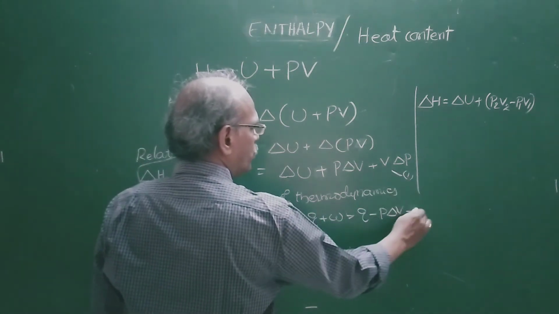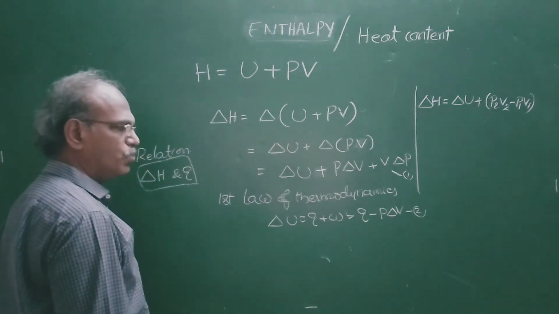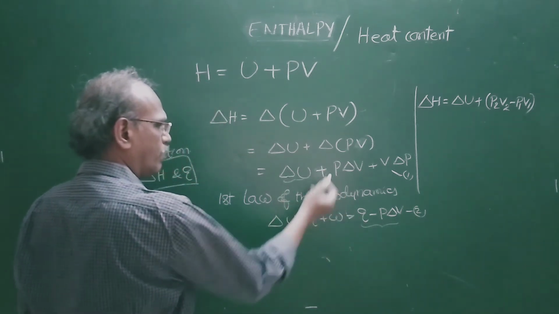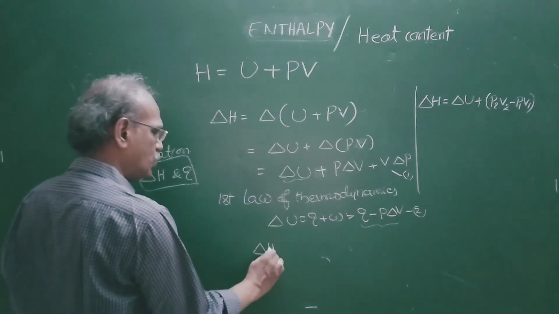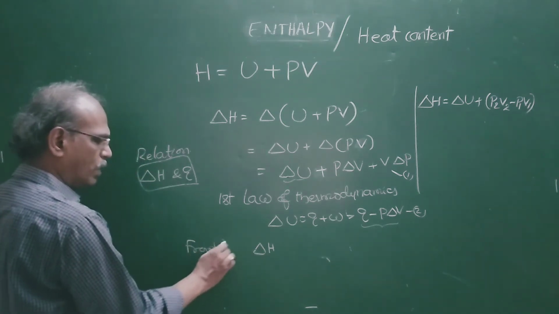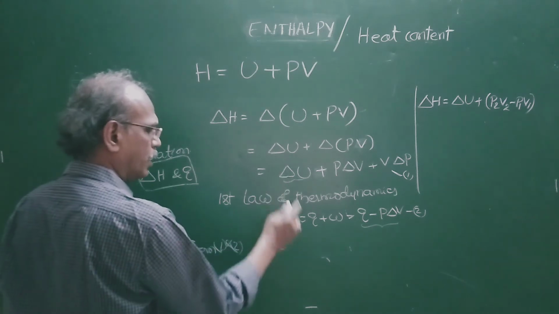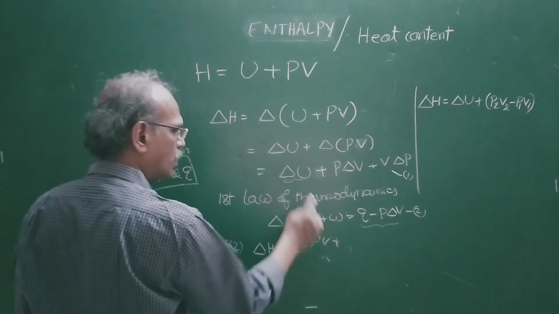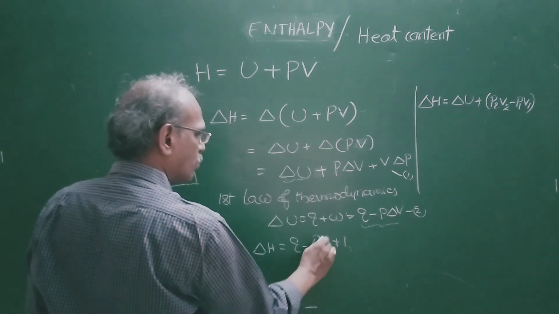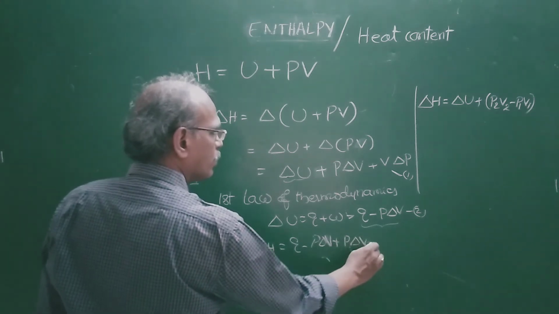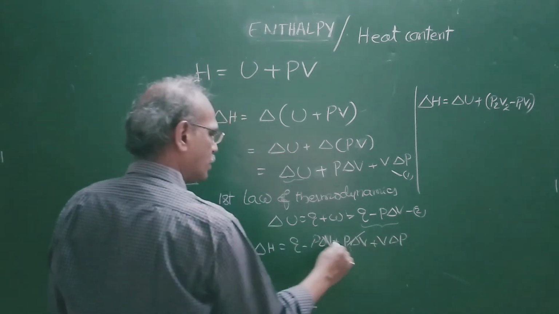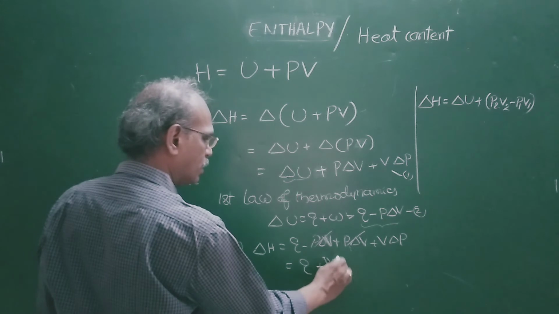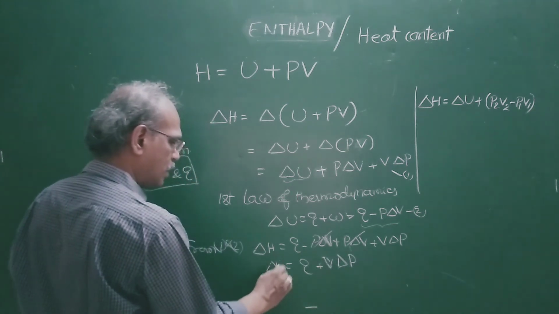Now look at these two equations. From equations 1 and 2, instead of delta U, you can write this. Delta H is equal to Q minus P delta V, which is the delta U value, plus P delta V plus V delta P. These two get cancelled. This is equal to Q plus V delta P. This is the delta H.